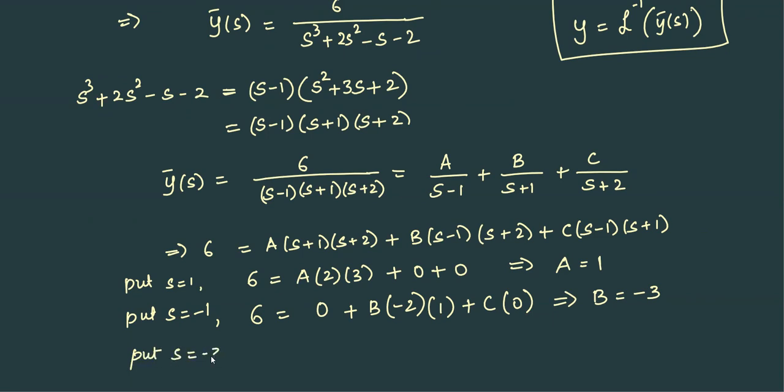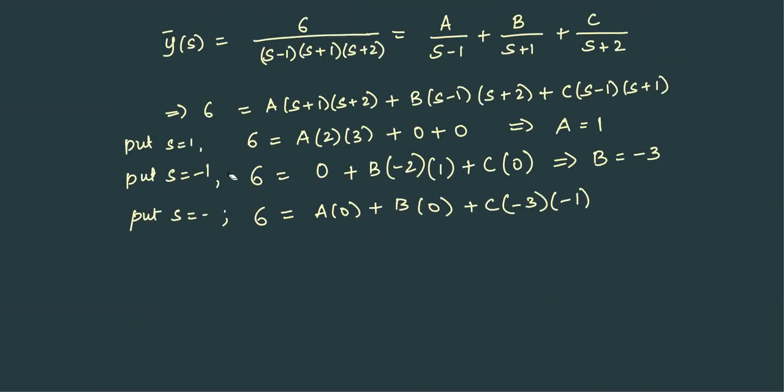Next put s = -2 to get C. 6 = A times 0 plus B times 0 plus C times (-2 - 1), which is -3, times (-2 + 1), which is -1. What do we get? This is plus 3. C is 6 by 3, which is 2.